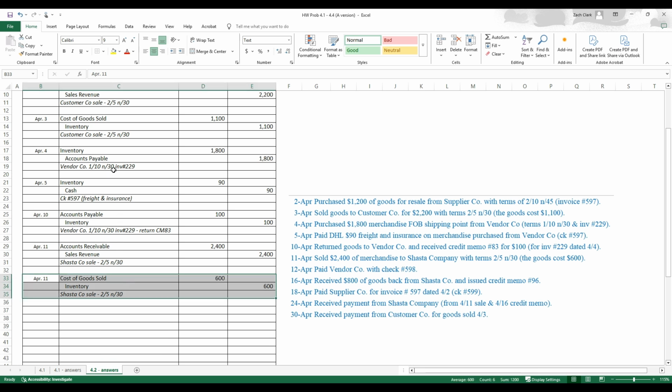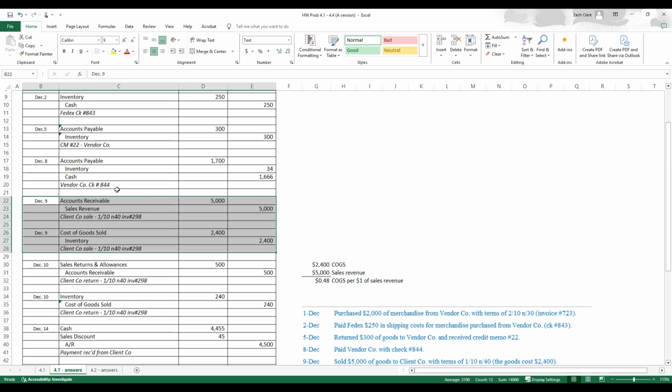And so we can look back and say Vendor Co. purchase happened on April 4th, and we're making this payment on April 12th. So that's 8 days later. And so we can take a 1% discount as long as we pay within 10 days. So we're paying 8 days later. That's within 10 days. So we're going to take a discount for the payment.